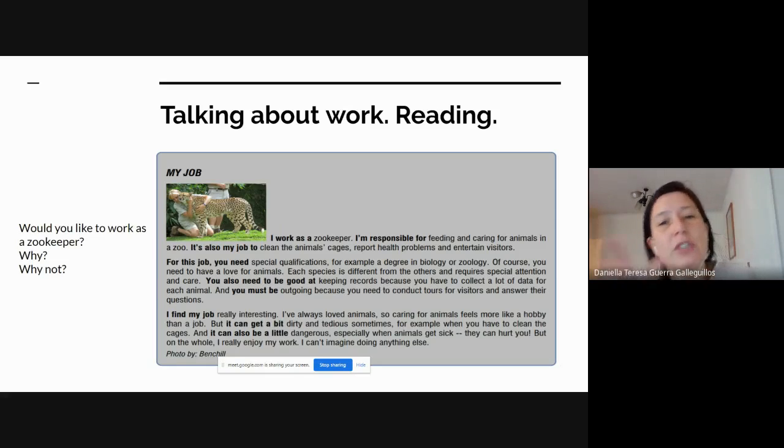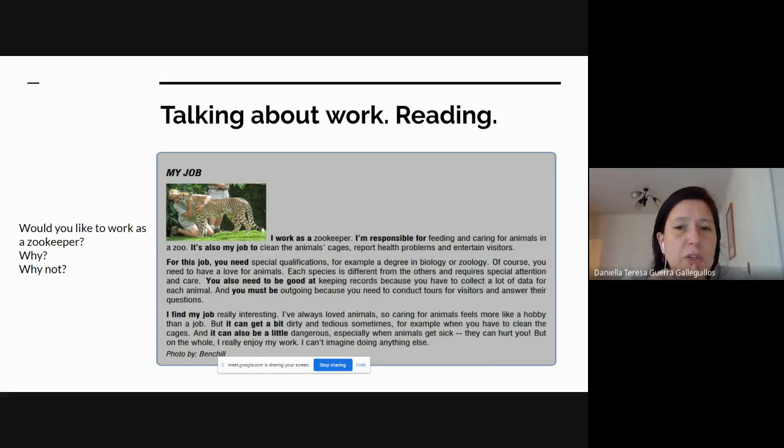It's also my job to clean the animals' cages, report health problems, and entertain visitors. What are the expressions we have there? I work as a, I'm responsible for with a verb with ing. It's also my job to with a verb. I work as a is where you say your activity. Responsible for, you say the action that you do. It's also my job to, and then you talk about the action that you do again.